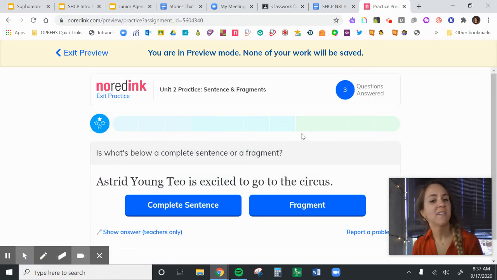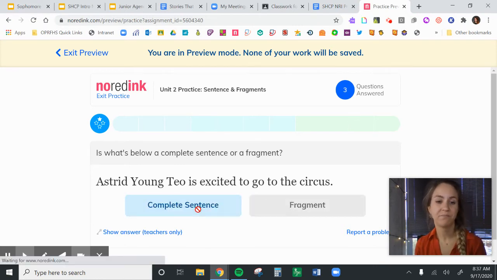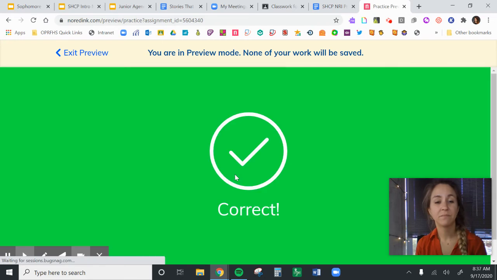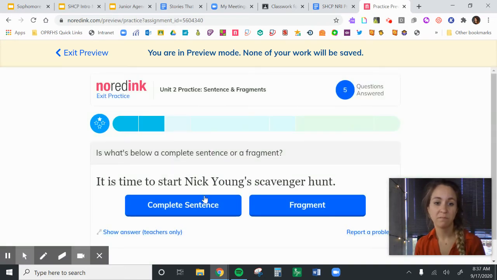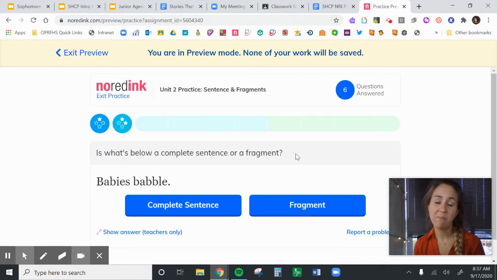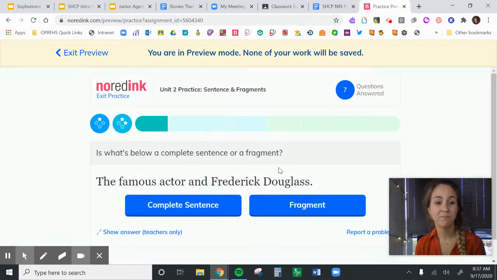Astrid Young Tio is excited to go to the circus. We have our subject, we have our verb, so it's a complete thought. She joyfully spun Jack White around in a circle. Subject, verb, full thought. See if we can find one that isn't a full thought. Babies babble. That's a short one, but it's still a full thought, right? We have our subject, we have our verb, complete sentence.